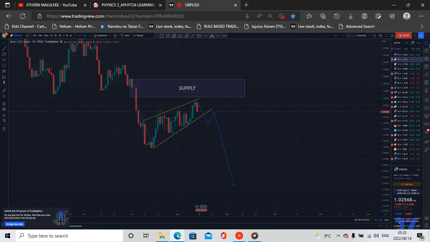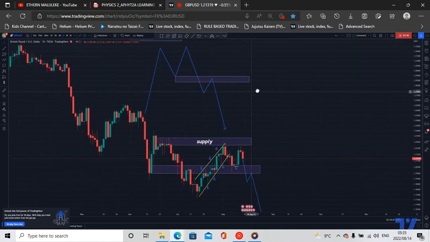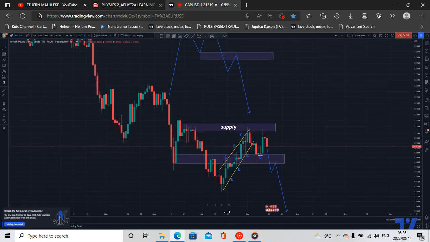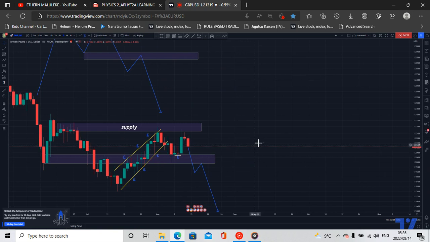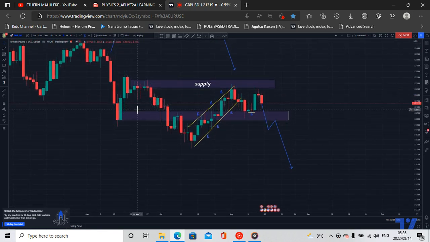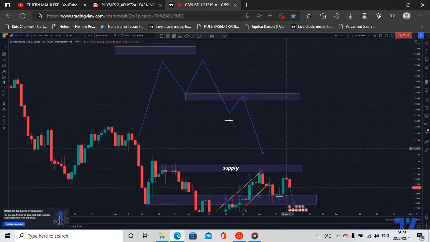GBP USD is another scenario, guys. Let me show it to you clearly. GBP USD is standing like this. You see how it has been moving. It went up and created the supply right there. Then we had this zone here which has been playing a good role. Currently, one thing I noticed is that we have a double top, which is a pattern like this.